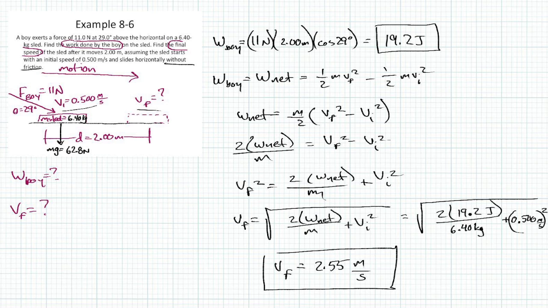There we go. We've got our work done by the boy, and we've related that to velocity through the work kinetic energy theorem. So there you have it. We've done everything up to example 8.6, and we're going to move on to actual energy after this. But hopefully that all makes sense to you.